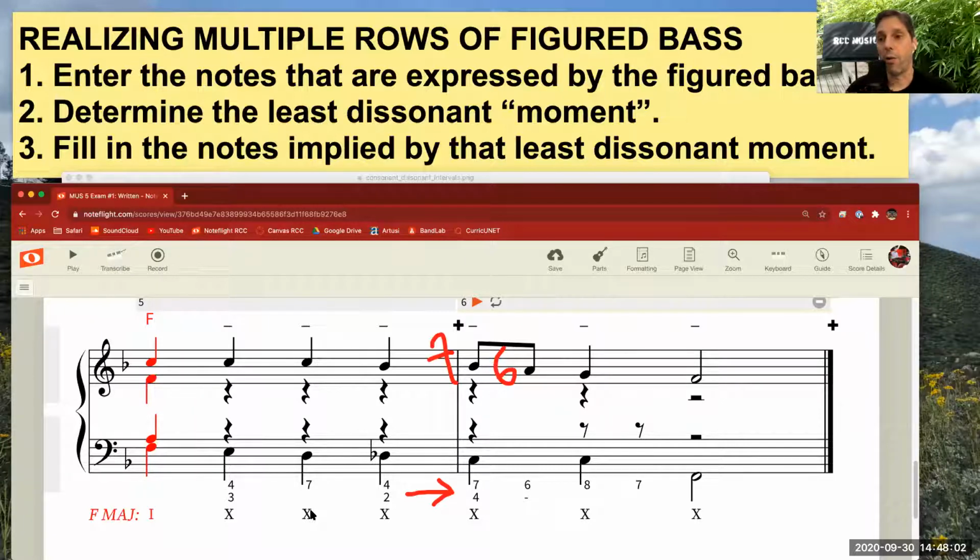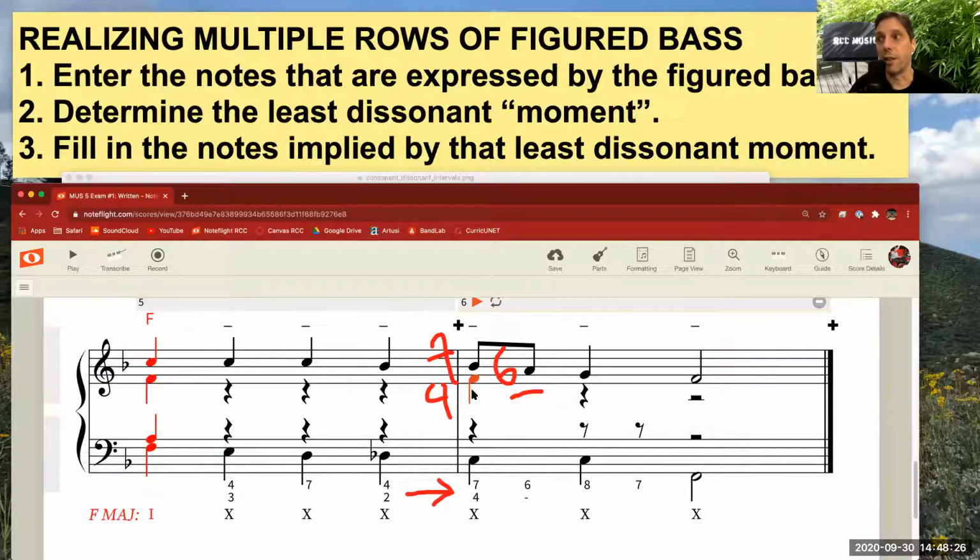A 4 or any number with a dash means write in the note that interval above and keep that note no matter what else moves around at that moment. So a fourth above C would be F, so possibly F in the alto. Now we have our 4, and it's held through the second eighth note, which is represented by the dash.